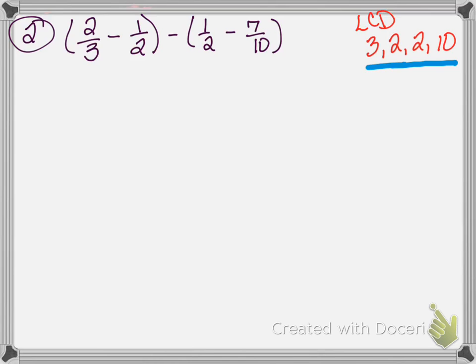So if I added 10 to the LCD, so if I wanted to find a common denominator for all of them, what would the LCD be of 3, 2, and 10? No, 10 doesn't go into 12. No. It would be 30.